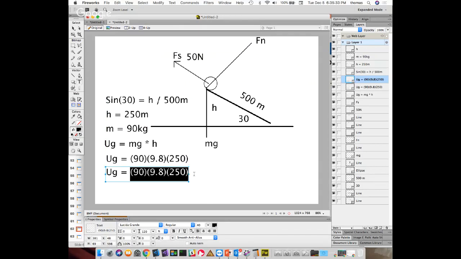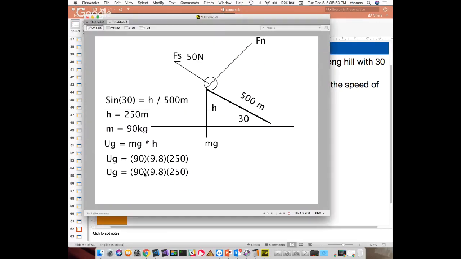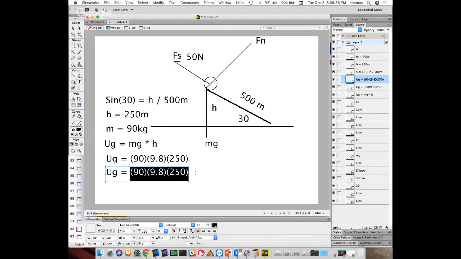that's potential energy, then what is that? That is 90 kilograms times 9.8 meters per second squared, times 250, is equal to 220,500. That's the potential energy, 220,500, which makes sense, right? All right, so that's the potential energy we have. And that's here at the top, right?